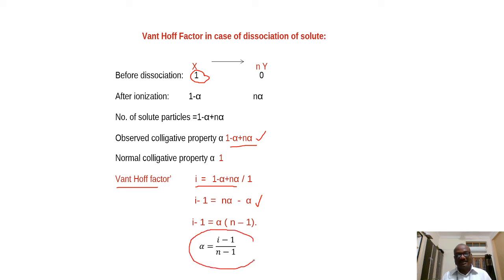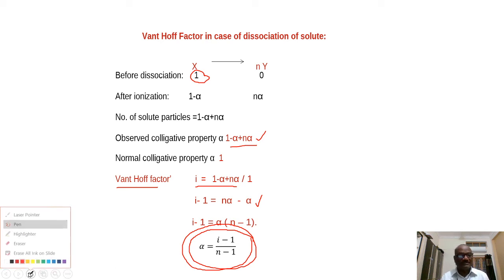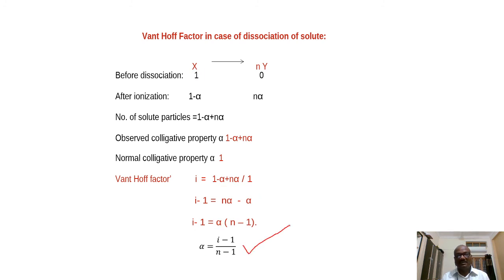This is the relationship between degree of dissociation and Van 't Hoff factor in the case of solutes which undergo dissociation in the solution. What is alpha? Degree of dissociation. i is the Van 't Hoff factor. What is n? n is the number of particles forming from one molecule of solute in the dissociation process. So alpha is equal to i minus 1 by n minus 1. Is it clear? It's a relationship between the Van 't Hoff factor and degree of dissociation.